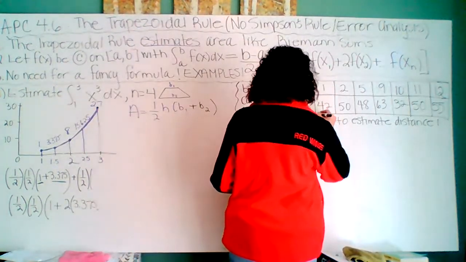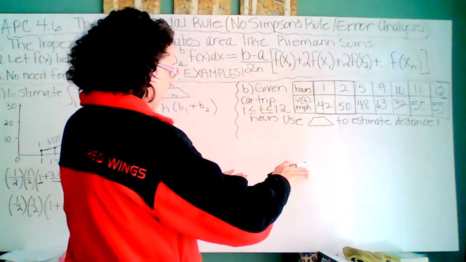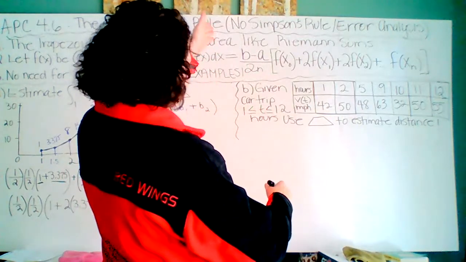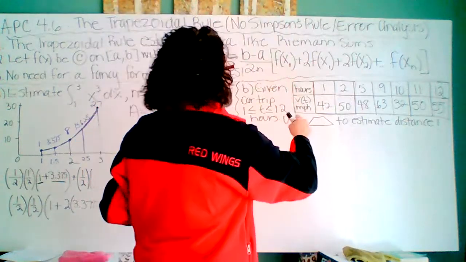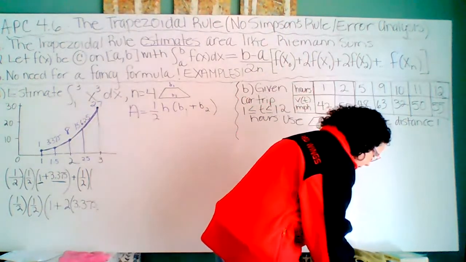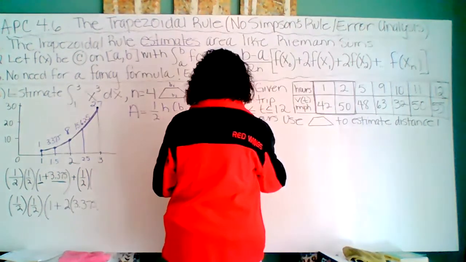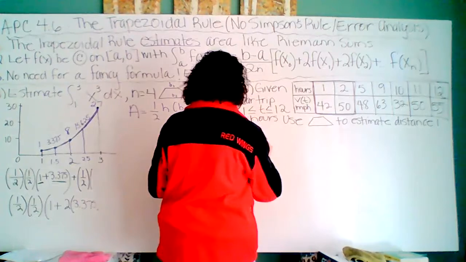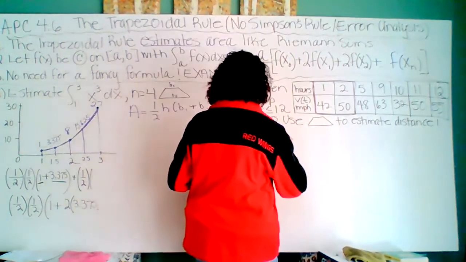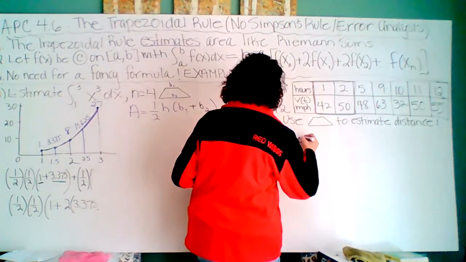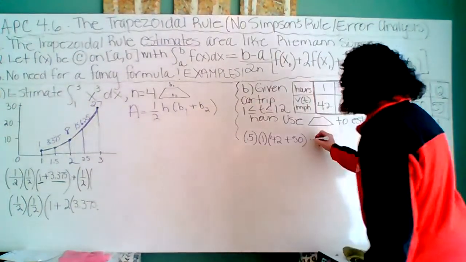So here we go, from 1 to 2. Just picture, on a graph from 1 to 2, my first base, the velocity on the y-axis, would be a 42, and the second base would be a 50. So the area of this first trapezoid right here would be 1/2, I'll call that 0.5, times the height, which is 1, and I'll add the two bases together, 42 plus 50. That would be the area for the first trapezoid to estimate the miles.